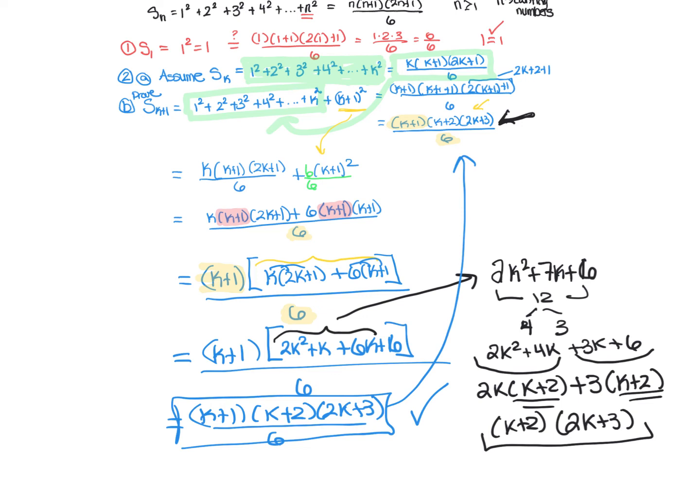Let's try another one. So the next one says that I want to prove, this is number 4. I need to prove that n is less than 2 to the n, and it says for all positive integers n. So n is greater than or equal to 1, and n is an integer.